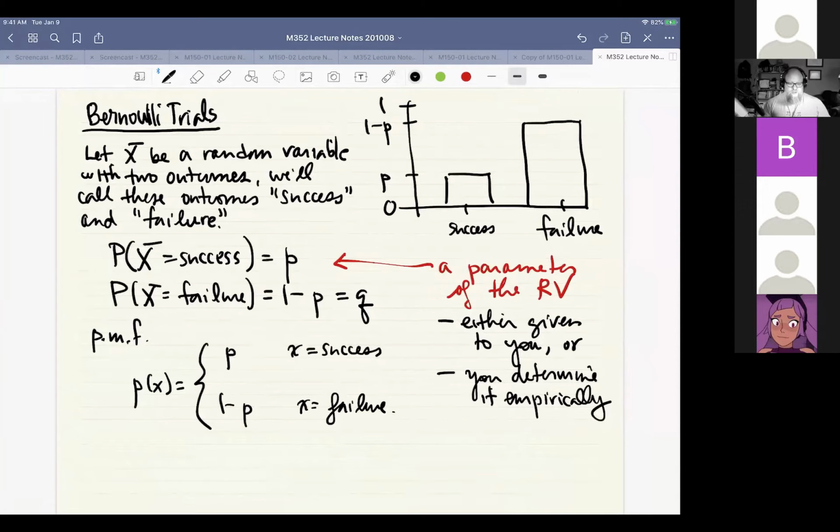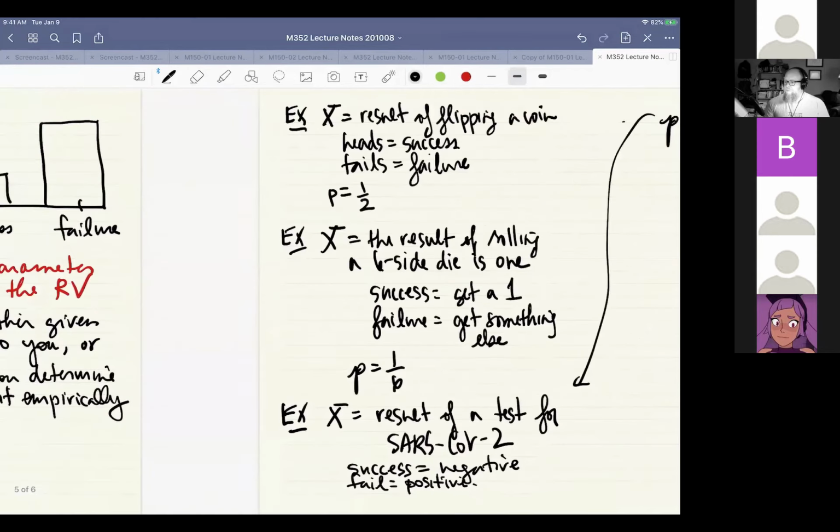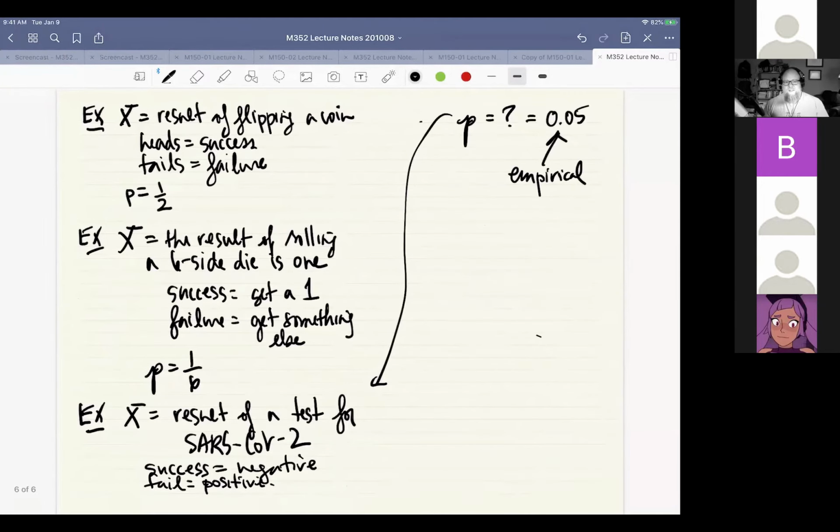So Bernoulli trial, it's like the simplest possible event that you can have, or simplest random variable we can think of. So now let's ask the question, what is the expected value of a Bernoulli trial? Or what's the mean expected value?